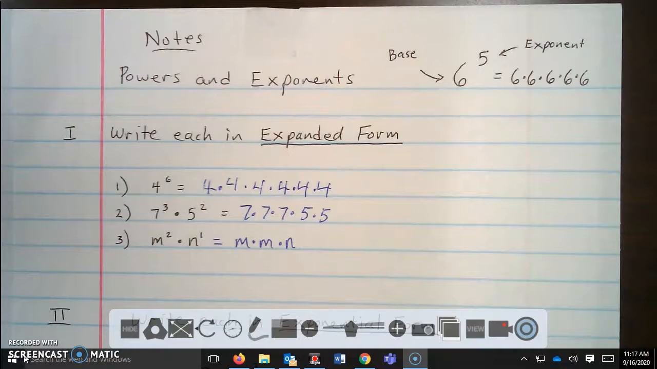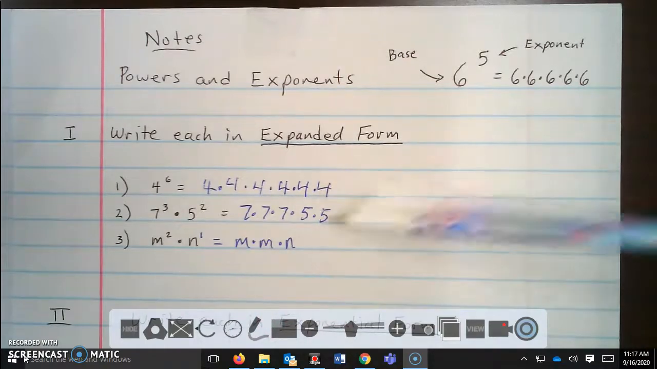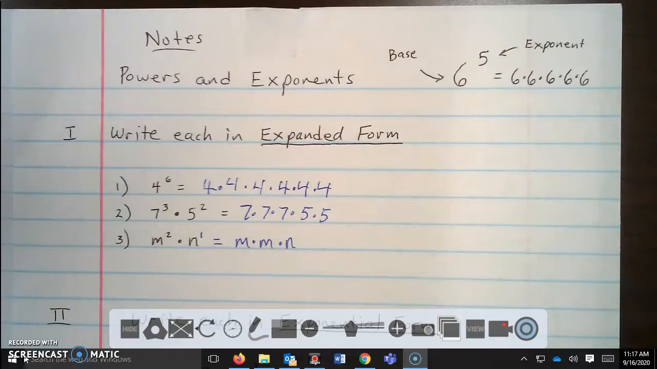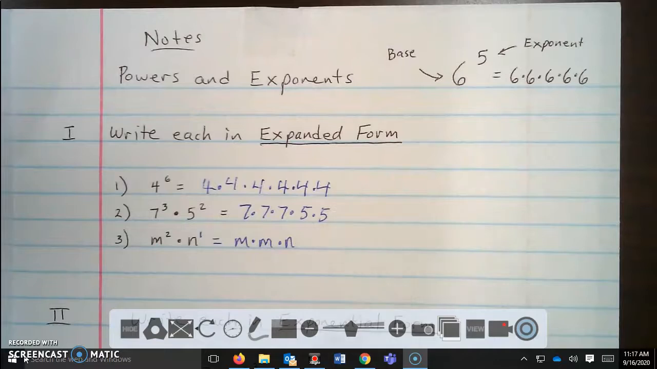But last time we just learned or reviewed, for instance, 4 to the 6th power means 4 times 4 times 4 times 4 times 4 times 4, 6 times. So section 1, you had to expand the expressions. And that was it. If you see 7 to the 3rd power, make sure you have 3 sevens, etc.